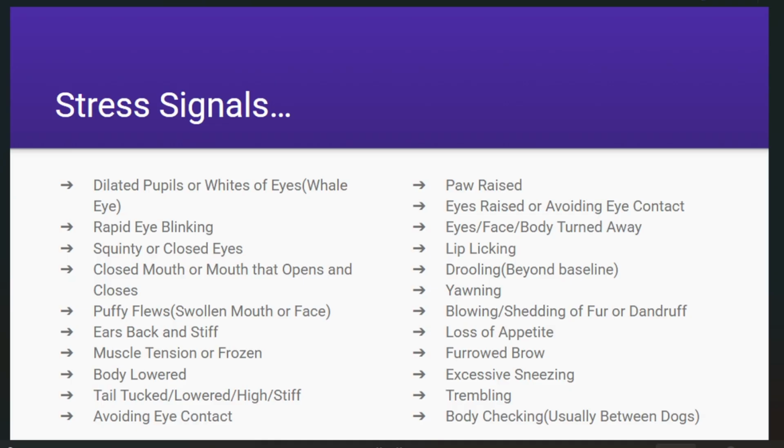Ears back and stiff, muscle tension, or frozen. Body lowered, tail tucked, lowered, high, or stiff. I'm not too concerned if the tail's wagging, because there have been plenty of cases where a dog's tail is wagging the entire time they're attacking someone. So I'm not really that concerned about that, but I am concerned about the positioning. Avoiding eye contact. Raised paw.